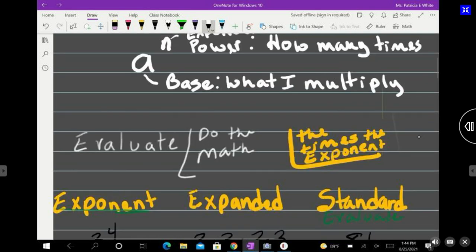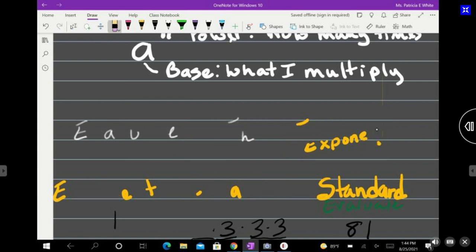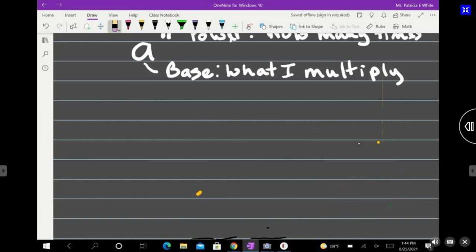So, if I have 3 to the 4th power, and today is definitely a review of 6th and 7th grade. I don't think you do exponents in 7th grade. I think the last time you did exponents, you were in 6th grade. Did you do them last year? Did you?